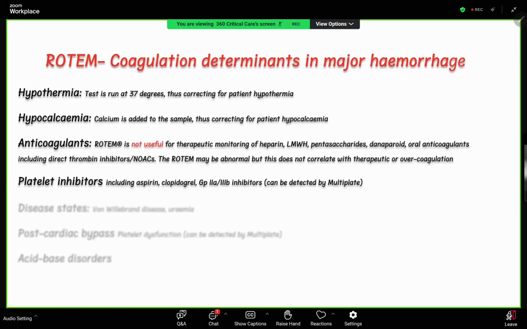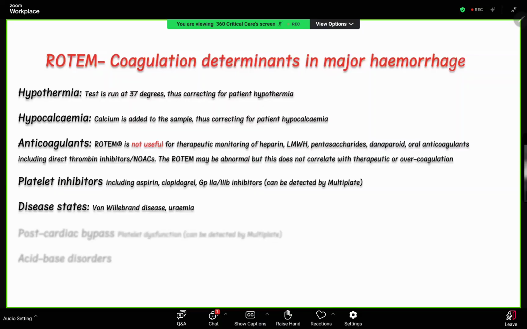If the patient is on a platelet inhibitor, Rotem will not tell you. So Rotem is useless if the patient is on a platelet inhibitor such as clopidogrel, aspirin, or a GP2B3A inhibitor. In patients with uremia or von Willebrand's disease, you cannot find an abnormality with Rotem. Again, platelet dysfunction, a functional issue with the platelet, may not be appreciable with Rotem. So these are the drawbacks or limitations of Rotem.